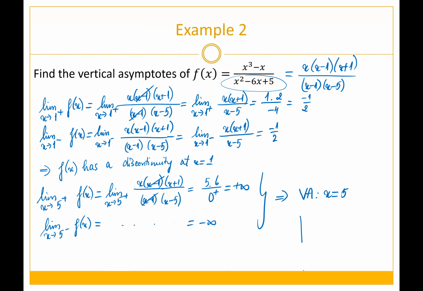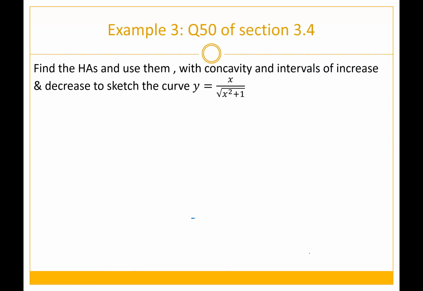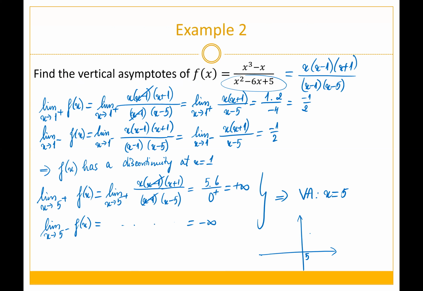If you draw it on the graph, it's going to give us something like this. So if this is 5, then on the right of 5 it is approaching positive infinity, and on the left of 5 it is approaching negative infinity. And in this case, this is going to be a dashed line because there's no value at 5.